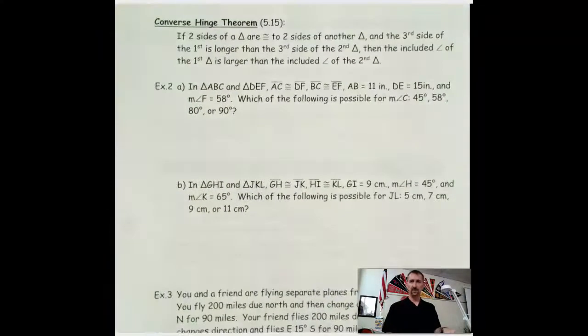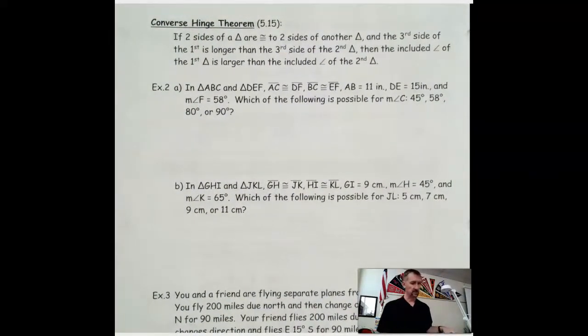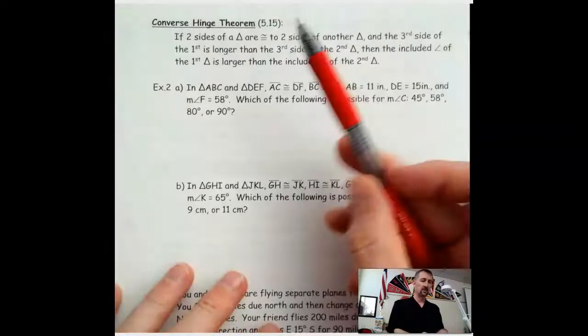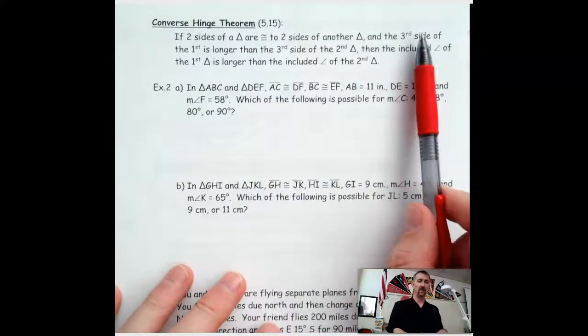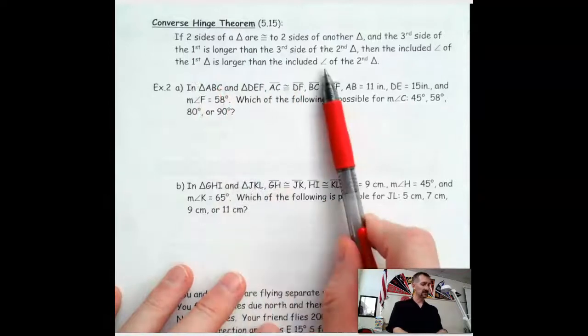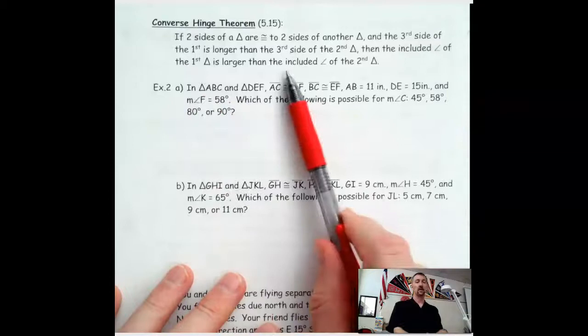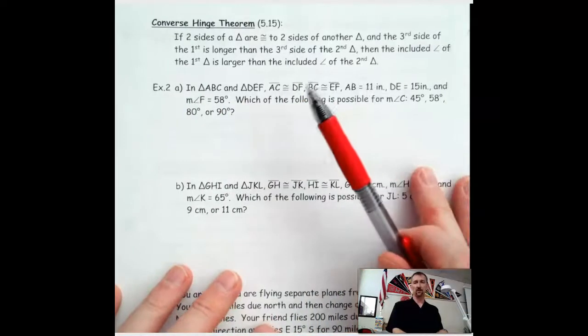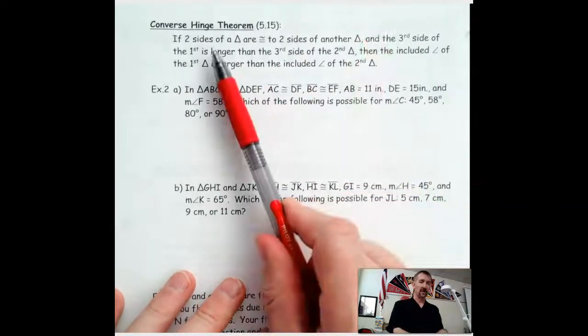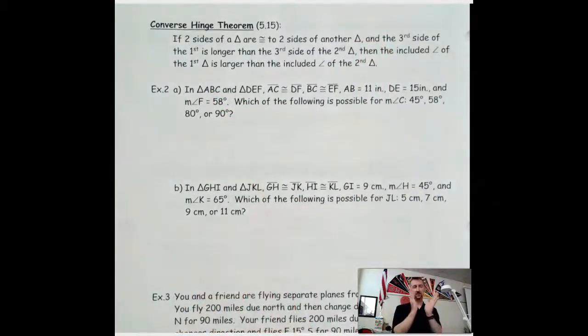Converse. The converse means change the order, go backwards. So if two sides of a triangle are congruent to two sides of another triangle, and the third side of the first is longer than the third side of the second, then the included angle of the first, blah, blah, blah. Is that all you heard? So now it's saying, same situation: two equal sides of one triangle, two equal sides of another triangle. If one triangle's third side is bigger than the third side of the other one, then the angle across from it is bigger also. So that's all that says.